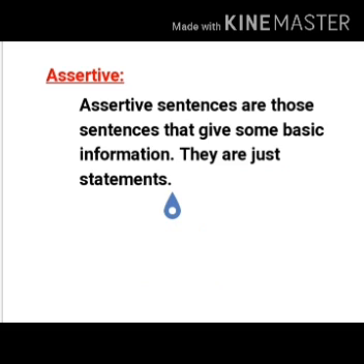First of all, we will discuss about assertive type of sentences. This type of sentence gives us some basic information about the subject. They are also called declarative sentences or statements. In this category, we write or talk about those sentences which are universal truth, quotations, general truths, scientific facts, and relevant information about the subjects.